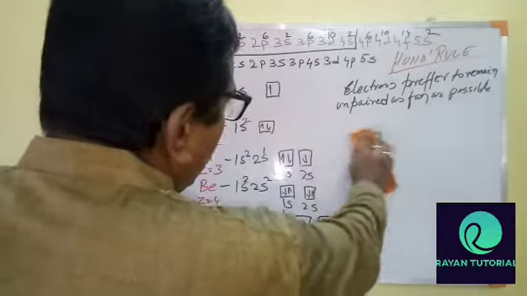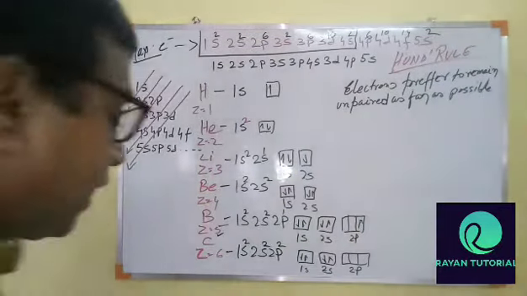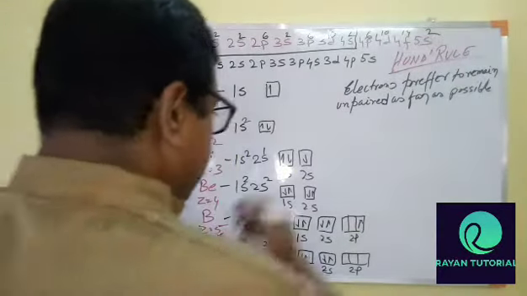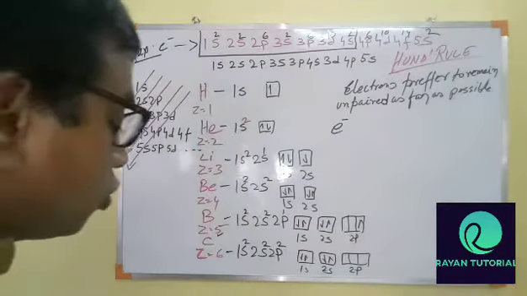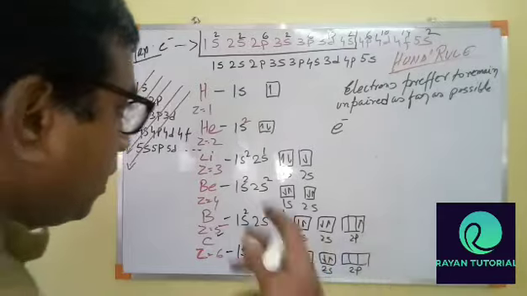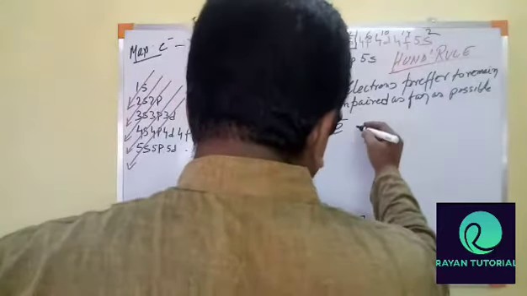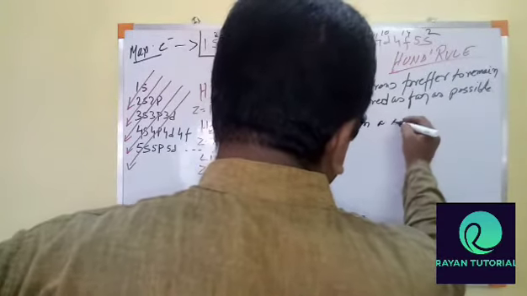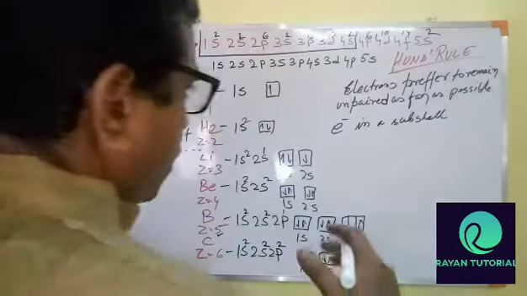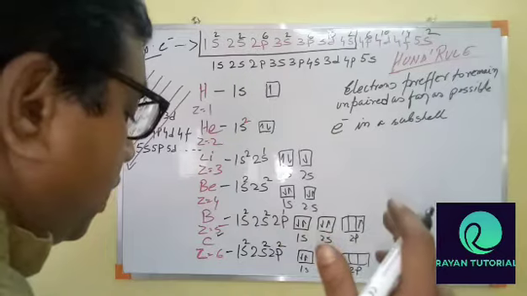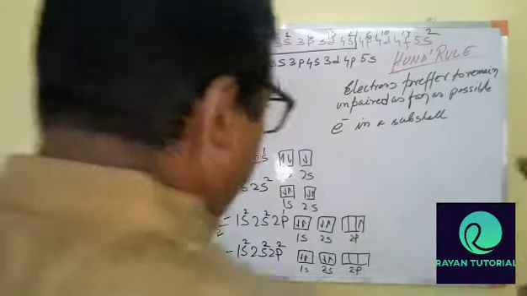For that also, Hund gave us one explanation. That is, electrons in a subshell. Electrons in a subshell are paired only.